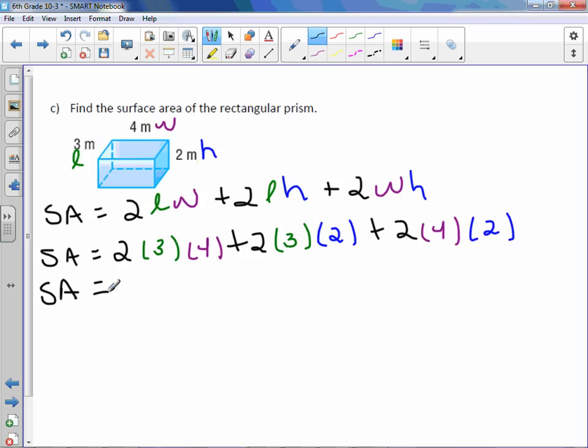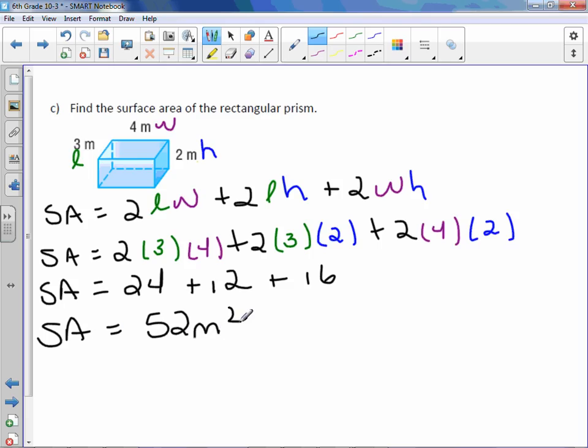Surface area equals 2 times 3 times 4 is 24, plus 2 times 3 times 2 is 12, plus 2 times 4 times 2 is 16. Add those up, and we get a total surface area of 52 meters squared.